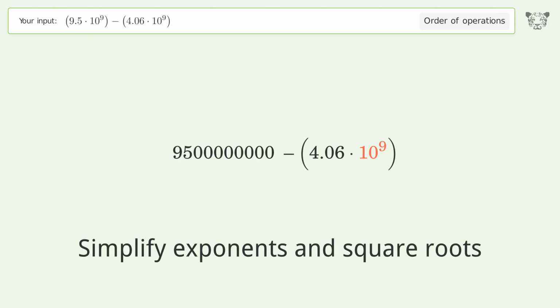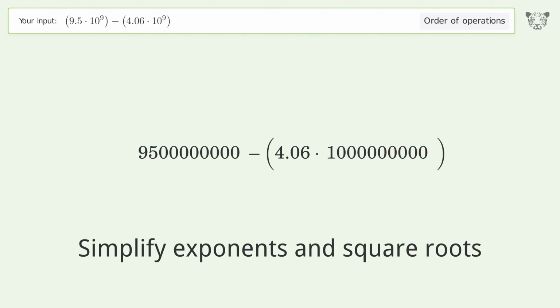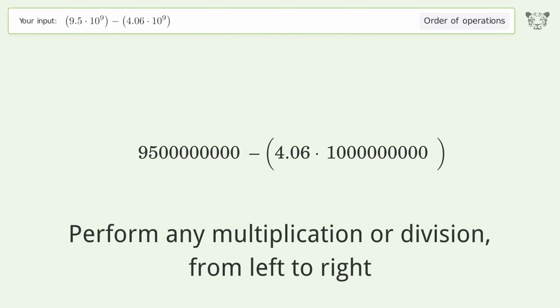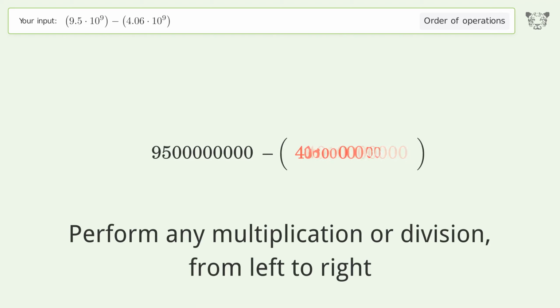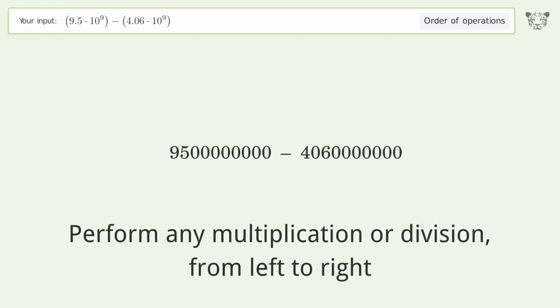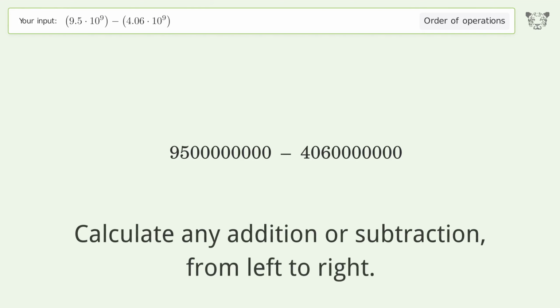Simplify exponents and square roots. 10 to the power of 9 equals 1,000,000,000. Perform any multiplication or division, from left to right. 4.06 times 1,000,000,000 equals 4,060,000,000.